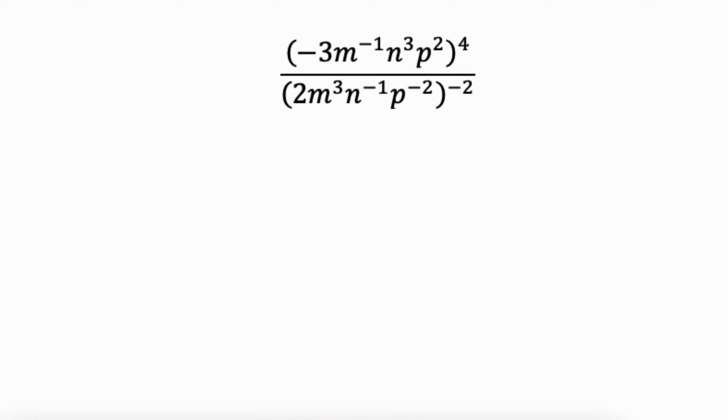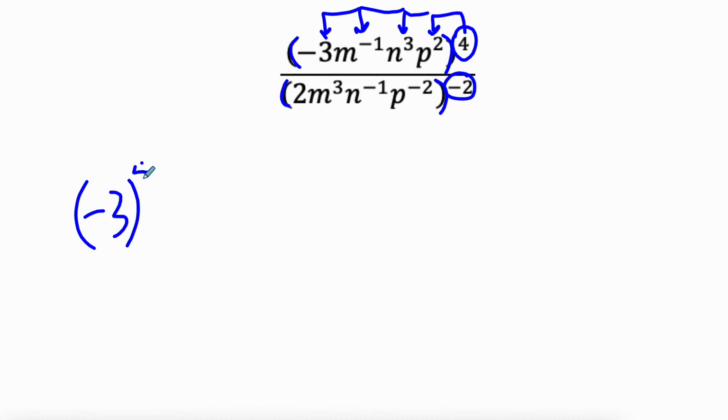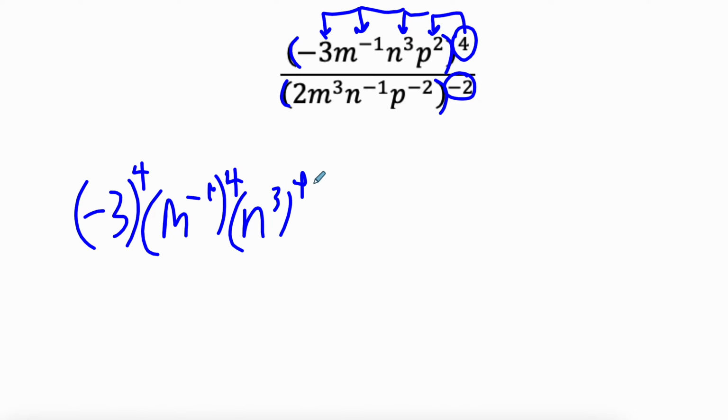In our last example, we share some characteristics with the previous examples, but we now also have this extra concern of an exponent on the outside of this larger expression in both the numerator and the denominator. That exponent applies to every base that's on the inside of the expression. So everybody: negative 3 to the fourth, m to the negative 1 to the fourth, n to the third to the fourth, and p squared to the fourth. Everybody from the numerator gets that fourth power.